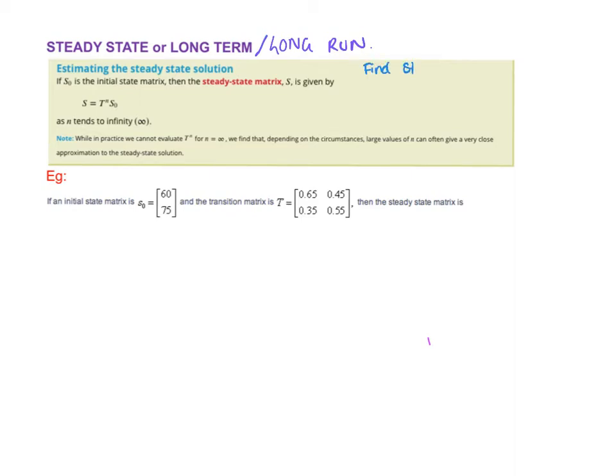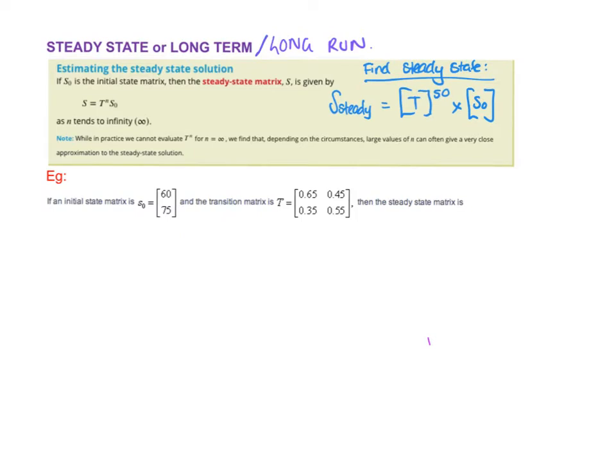We can just put the transition to a really high power. So if I want to find the steady state, what I'm going to do, and this will work every time, is take the transition to the power of 50. That's a high power. You've gone through a lot of states. You're always going to hit the steady state when you're using the power of 50. So then times S0.